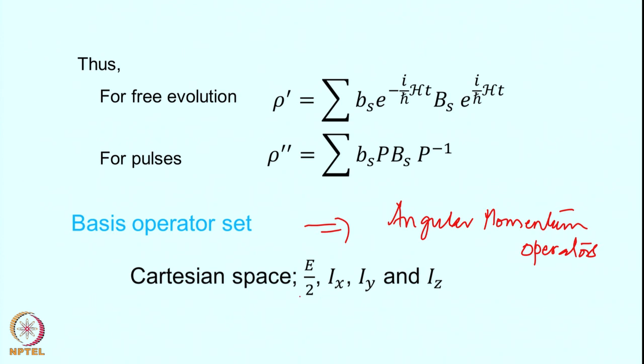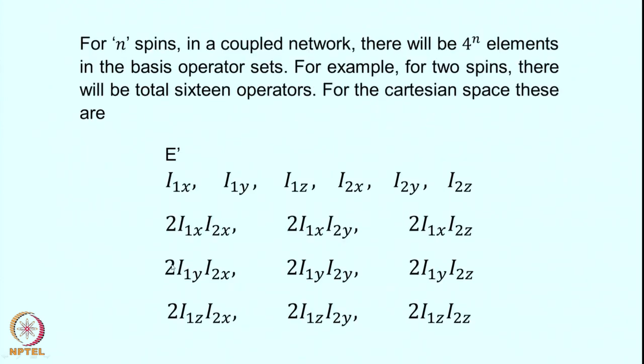So for a single spin, I will have one Ix, Iy and Iz, and E is a unit operator, and this is a normalization factor of half which is there in every case. Now if I have n spins, we said for one spin we had four operators, right: one was the unit matrix, and then you have Ix, Iy and Iz.